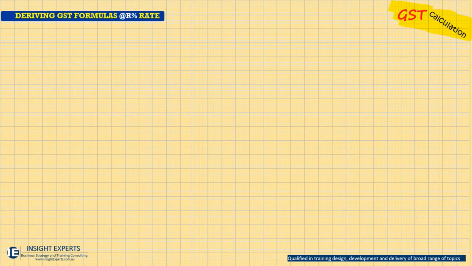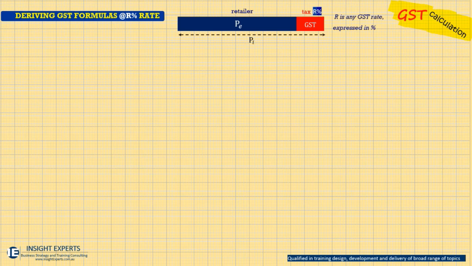In the previous sections, we've discussed the application of GST at the rate of 10%. Now in this section, you will learn how to derive, apply, and use the GST formulas for any given GST rate. Now to determine the formulas, let's consider this product represented by this block, whose price before tax is PE, after tax is PI, and GST is the tax amount which is applicable at any variable rate. For instance, we will call it R.